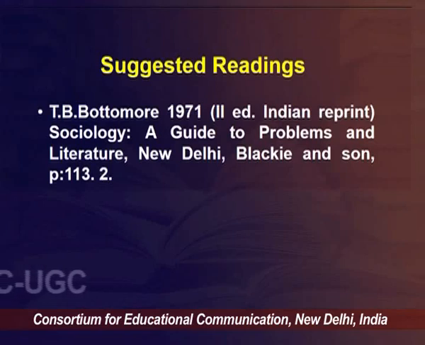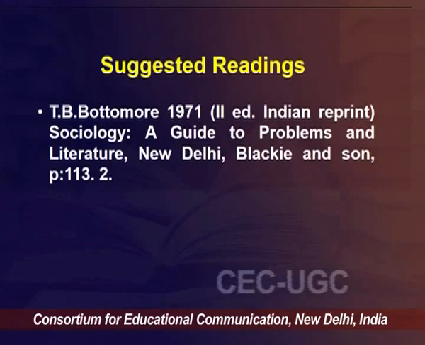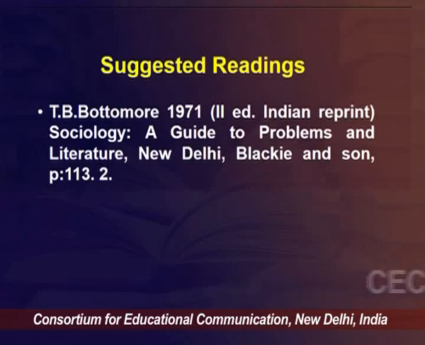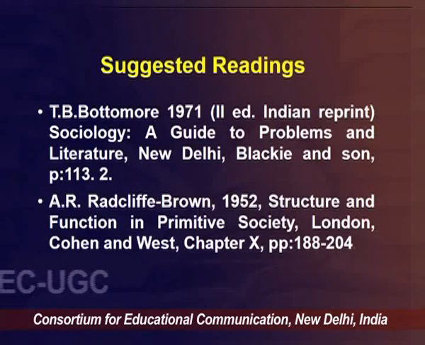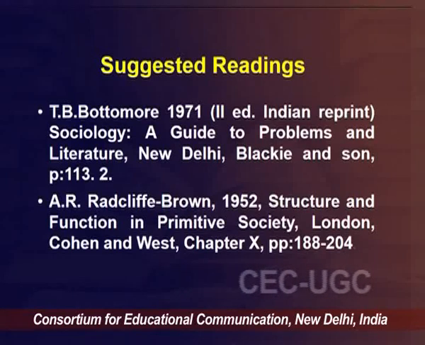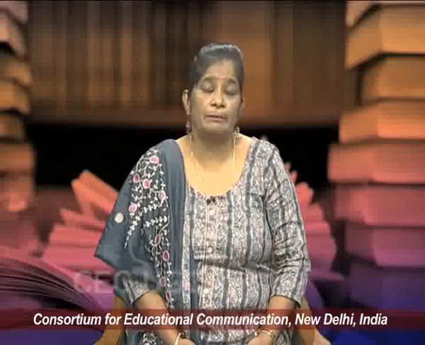To get a good understanding of the contribution of Radcliffe Brown, it is important to read these two important books. Number one, a book published by T.B. Bottomore, 1971, which is A Guide to Problems and Literature, published in New Delhi, Blackie and Son. Number two, Radcliffe Brown's own original work, which is Structure and Function in Primitive Society, published in 1952. So these two references will give a good sense of Radcliffe Brown's contribution to the structural functional perspective.